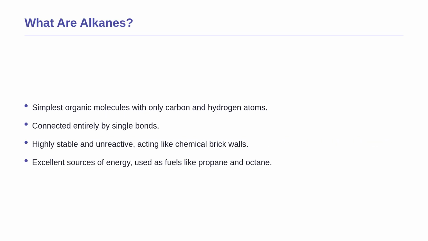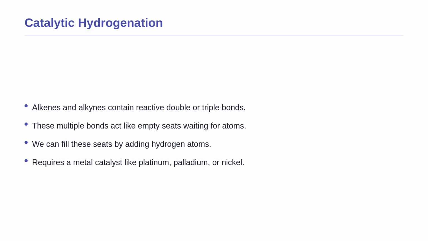Before we build them, let us understand what alkanes are and why they matter. Alkanes are the simplest type of organic molecules, consisting entirely of carbon and hydrogen atoms connected by single bonds. You can think of them as the sturdy, unreactive brick walls of organic chemistry. Because they are so incredibly stable, they make excellent fuels, such as propane for grills and octane for cars. To build these molecules in a laboratory, we use specific chemical reactions to add pieces, stitch chains together, or chop pieces off.